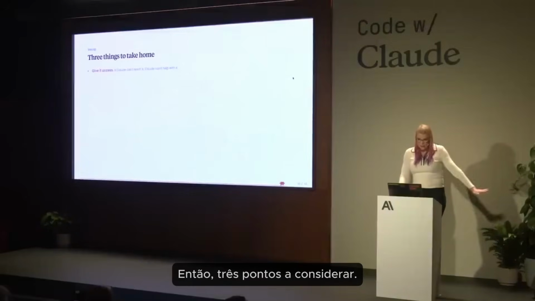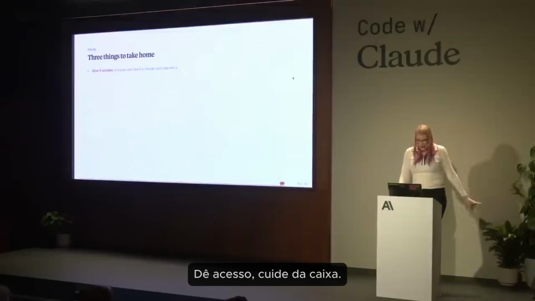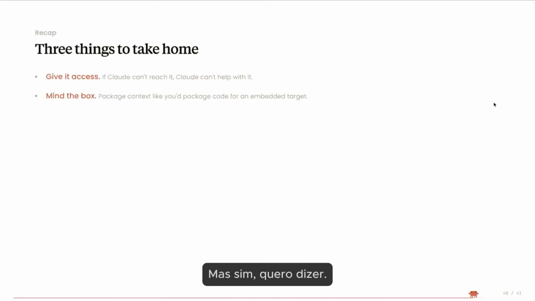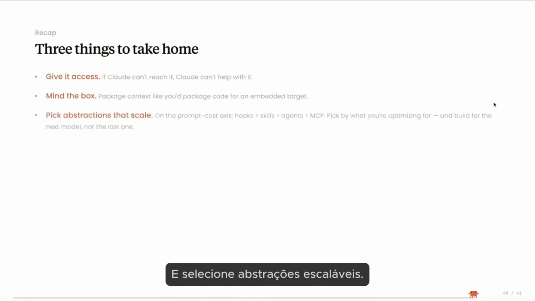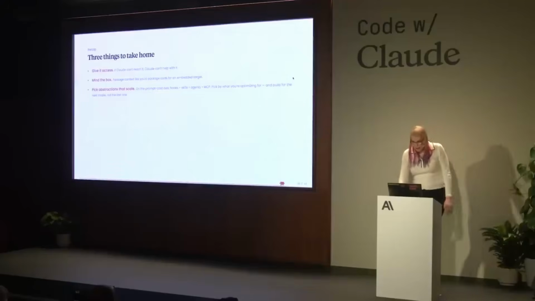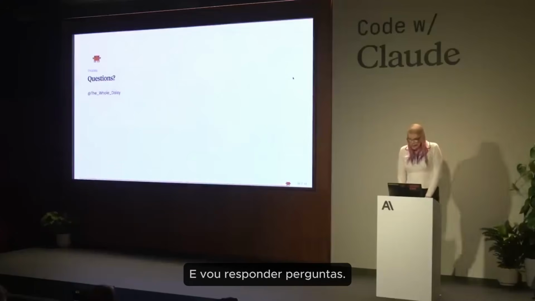So, 3 take-homes. Give it access. Mind the box. I didn't come up with that, Claude did. But yeah, think about your context window. And pick abstractions that scale. Think about what your plugins are going to look like when you have 100,000 lines, 100 million lines in your monorepo, 100,000 skills. And I'll take questions.